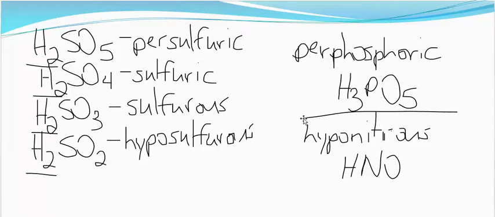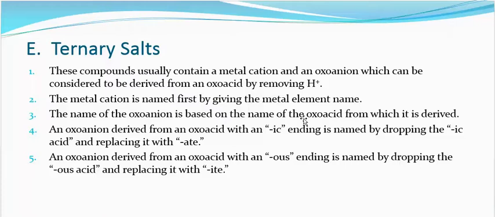Ternary salts. Ternary salts come from an oxyacid. We simply replace the hydrogen with a metal. So we're going to name the metal first by just giving the metal name. The name of the oxyanion is based on the name of the oxyacid from which it's derived. If the oxyacid ended in ic, we're going to drop the ic and replace it with ate. If the oxyacid ended in ous, we're going to drop the ous and replace it with ite. So let's look at a couple examples of some ternary salts. Again, these come from an oxyacid, simply replacing the hydrogen with a metal.